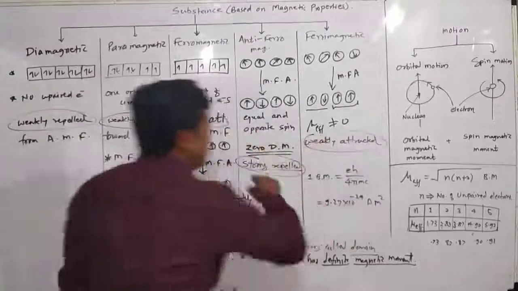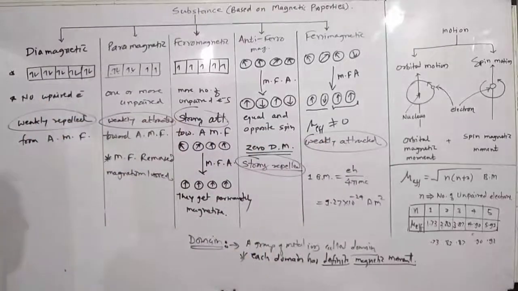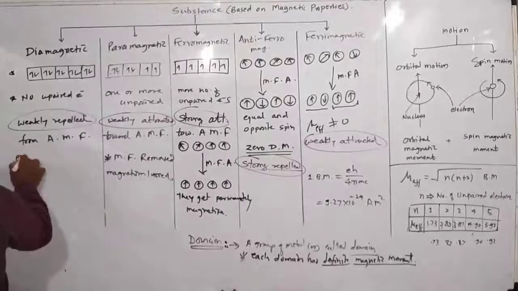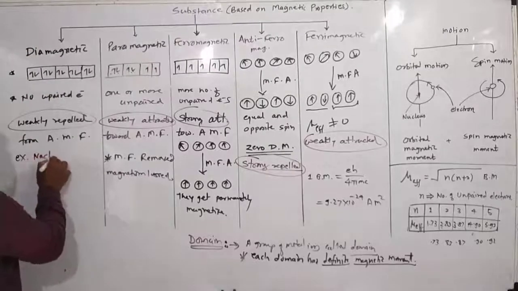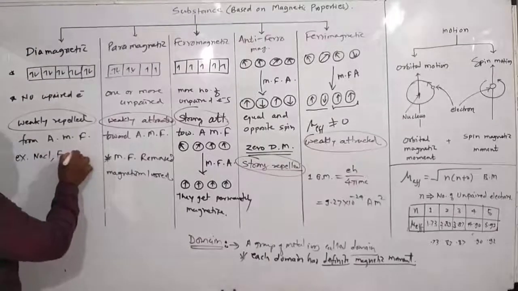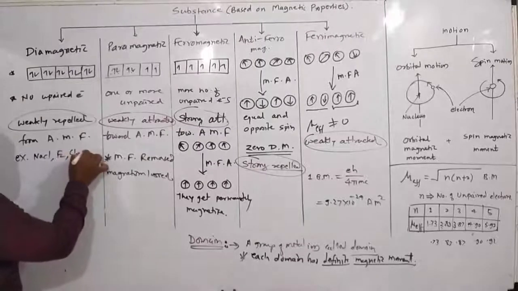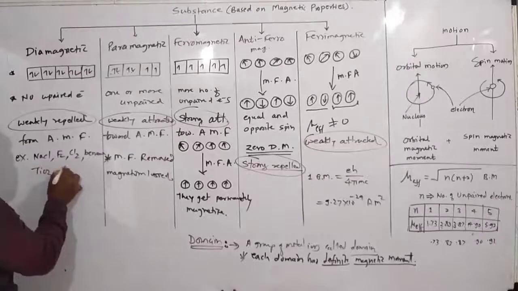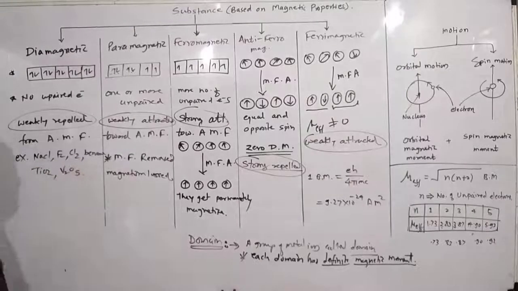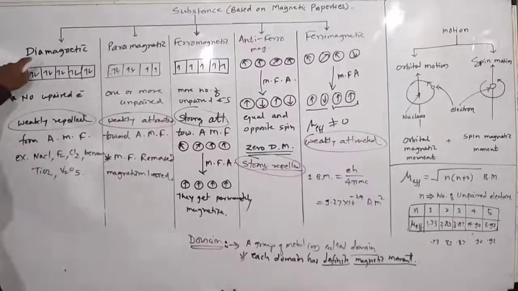So what are the examples of diamagnetic substances? Very simple. There are so many examples: NaCl, F2, Cl2, benzene, TiO2, V2O5. These are the examples of diamagnetic substances.